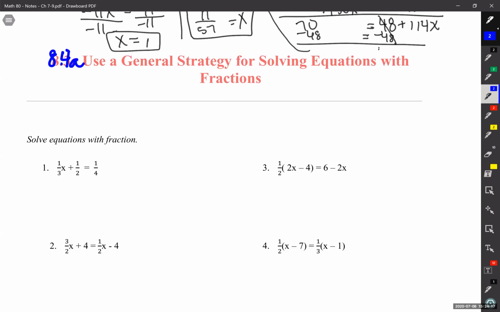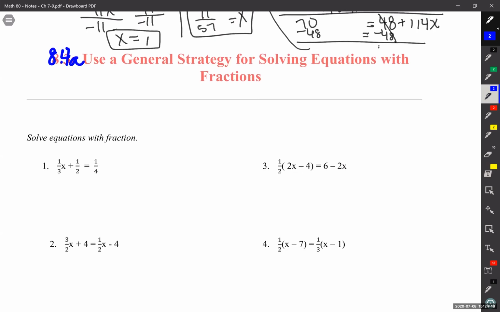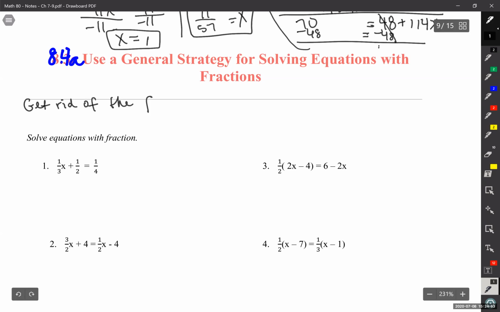And so 8.4 is the equations we've been doing. However, now we have to mess with fractions. And so here we want to have a general strategy for solving equations with fractions. And that general strategy is get rid of the fraction. That is the best plan. So what I'm going to do, and this is going to get really messy at first, however, it will work itself out and it will quickly get cleaned up. So the rule is, unofficially, get rid of the fractions.